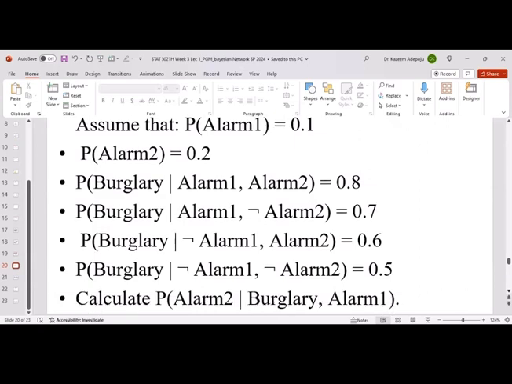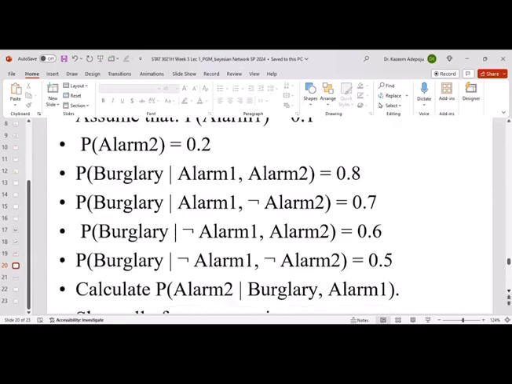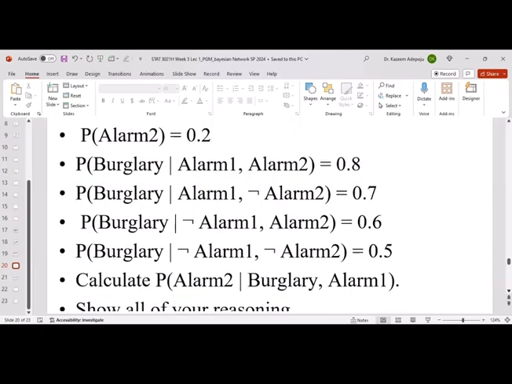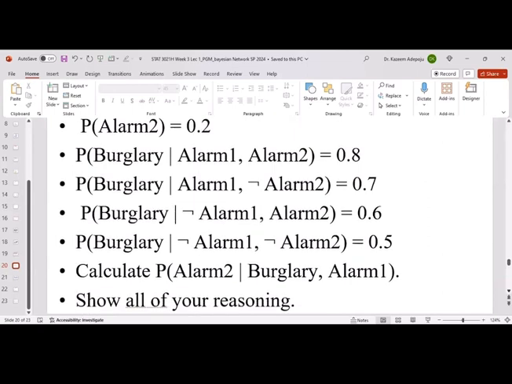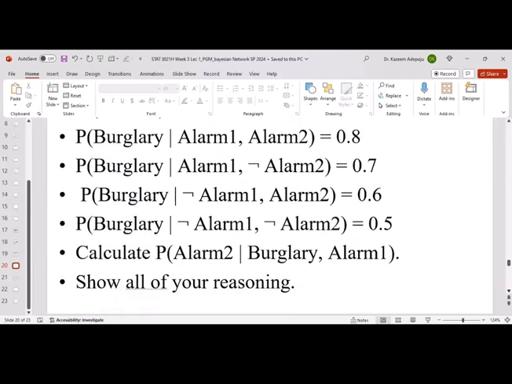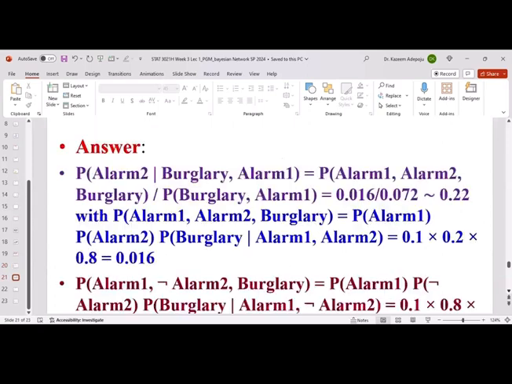Now, what is the question? They wanted to calculate this. I want to calculate the probability that alarm 2 rings, given that there's burglary and alarm 1 has already rung. That's what I want to find. How do I go about this? I think I've explained it here. Take a look at this. I'm going to show you. This is the answer. What do I want to find? Please pay attention. I want to find this probability.